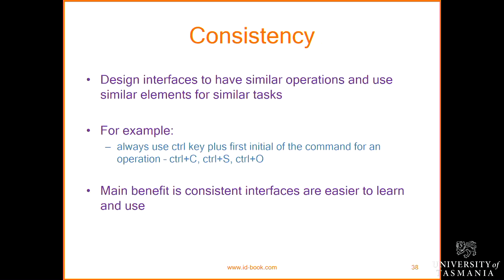So let's move on. Consistency. So consistency is where our interfaces have similar operations and they are similar to use when we're doing those tasks. So we've used the word similar 3 times here. For example, whenever we do a command in a simple version of Word, then we simply need to know what the command is and what the first letter of that command is, and use Control-C, or control that letter. This lets our interfaces become easier to learn and easier to use.